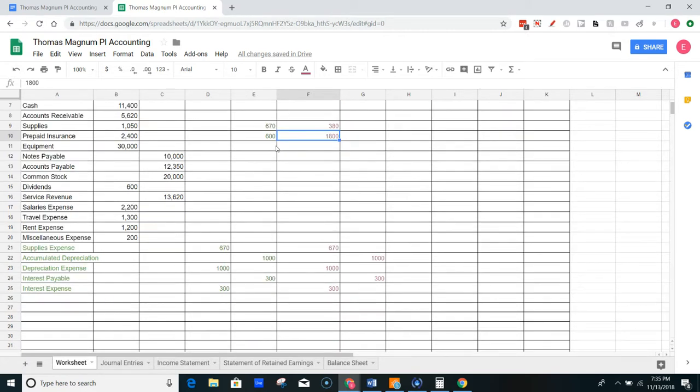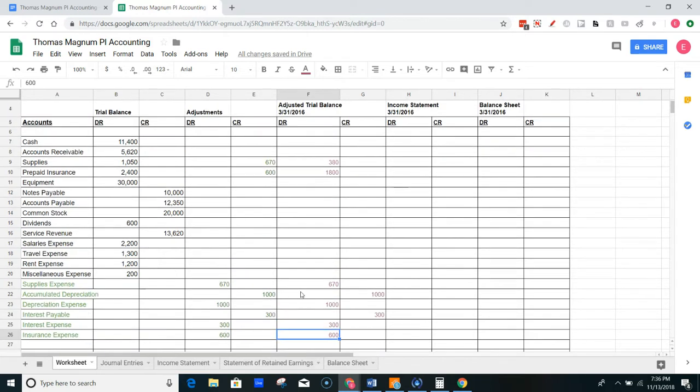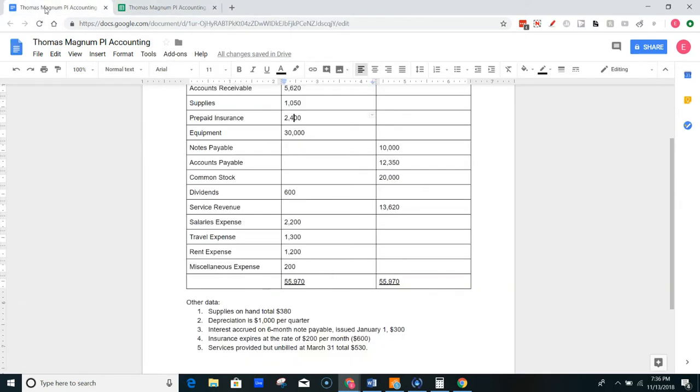Okay, now how do I account for that? I put $600 in prepaid insurance. Well, of course, this is going to be our insurance expense. What else would it be? Insurance expense. And of course, that's going to be a debit into our account there. And then I pop that right over into my balance sheet because I don't like to mix it up later on. And we're good to go. 600 and 600. So far, so good.